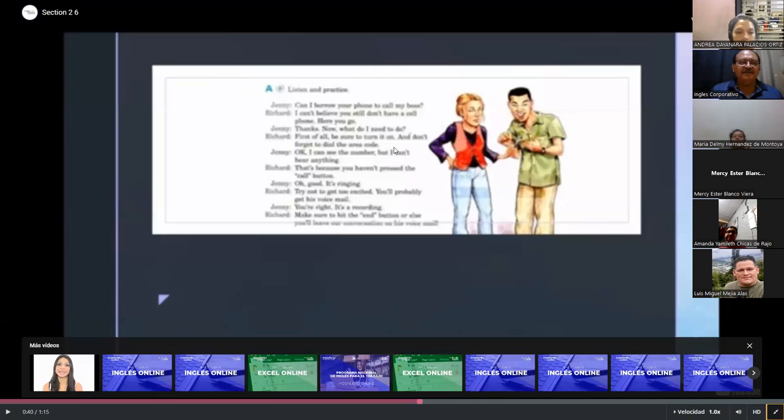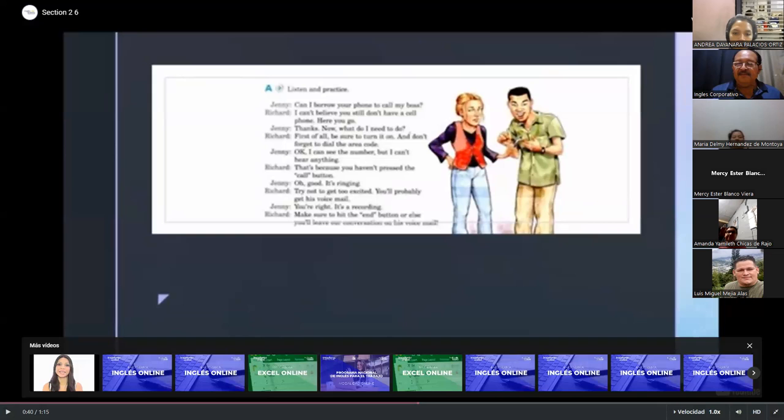This is very old, right? Turn it on, then dial the area code, then the number, and then press call. The call button, the send button, right? And after that, when she finishes the call, make sure you hit what button? The end button, right? Yes. Don't forget the end button to end the call.